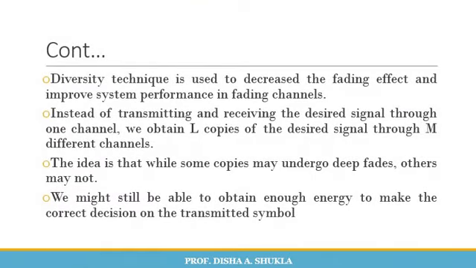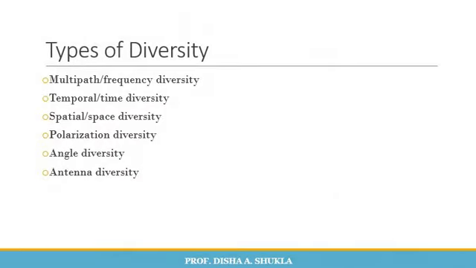Diversity techniques are used to decrease the fading effect and improve the system performance. Now, instead of transmitting and receiving the desired signal through one channel, we obtain L copies of the desired signal through M different channels. The idea is that while some copies may undergo deep fades, others may not. We might still be able to obtain enough energy to make the correct decision on the transmitted symbols. Now, as I already said, these are the different types of diversity.